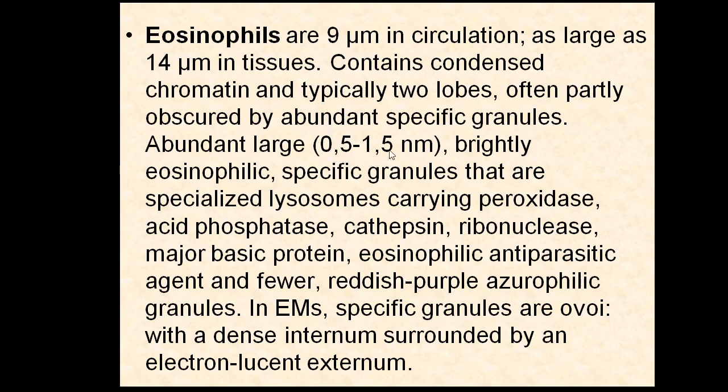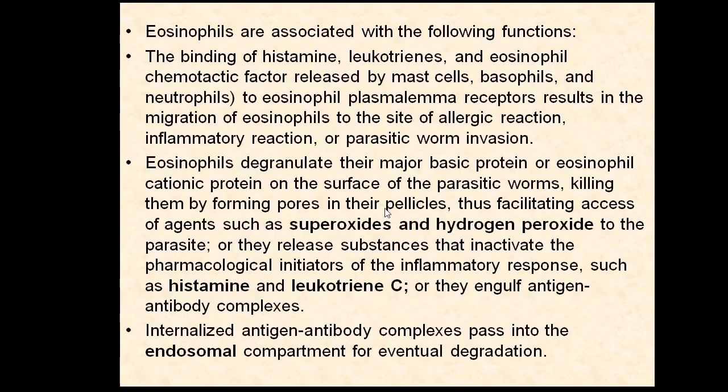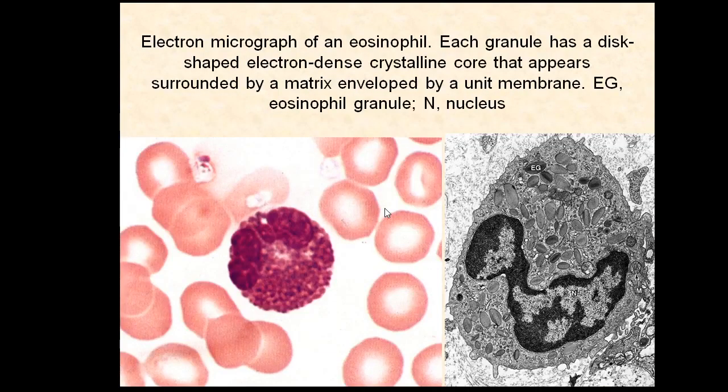You see granules of 0.5 to 1.5 micrometers. The granules are large and bright red, eosinophilic. These cells have a bi-segmented nucleus, and now you see the eosinophil. You see two segments of the nucleus and large red granules which occupy almost all the cytoplasm.